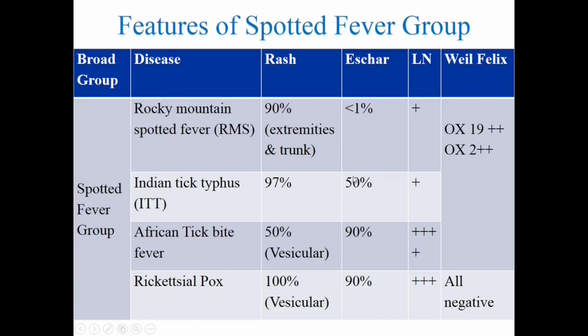Eschar can be seen in the spotted fever group, like in scrub typhus. In Indian tick typhus also you can see it, and in rickettsial pox. But in Rocky Mountain spotted fever, it's very difficult to get an eschar. Lymph nodes can be enlarged in all of these, especially in rickettsial pox. You can see lymphadenopathy. We will not talk about the Weil-Felix now.